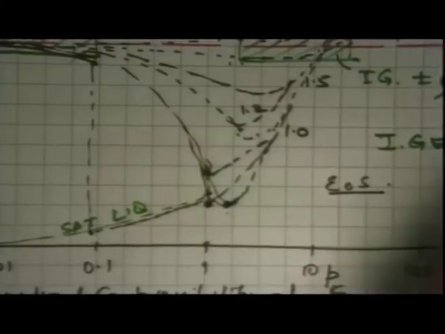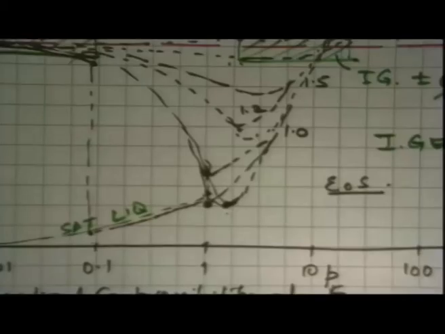Okay, then the question says, please explain the significance of reduced pressure and reduced temperature. The significance is that we are able to move away from the specific variabilities that are there from substance to substance, like I showed in this picture for nitrogen and water.